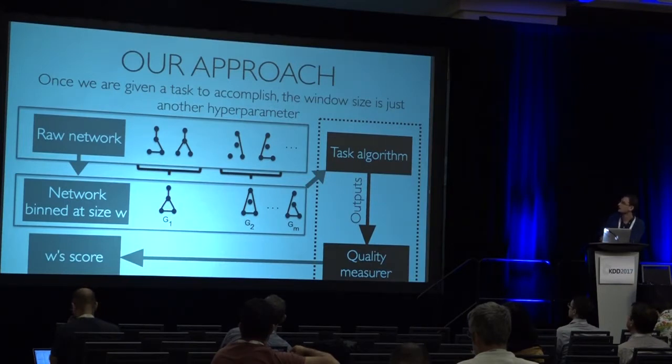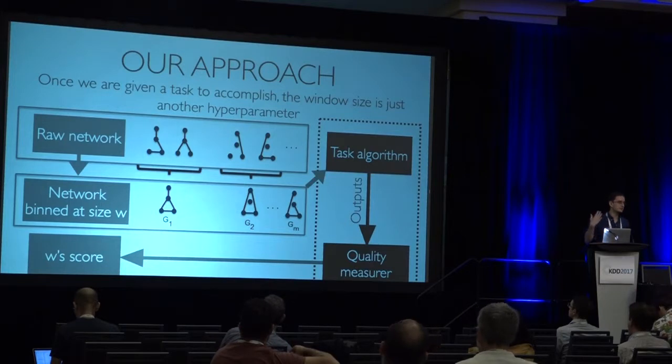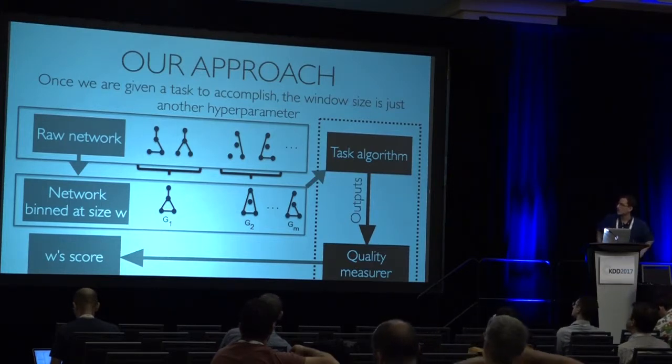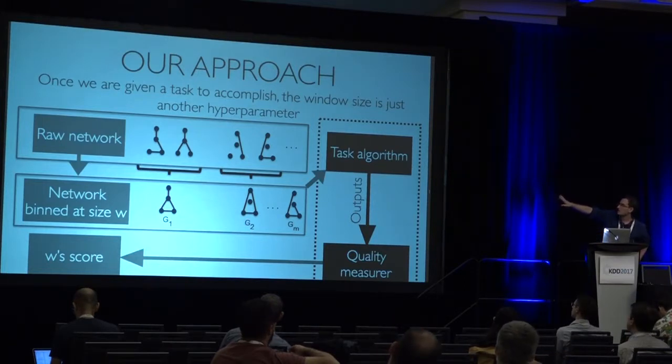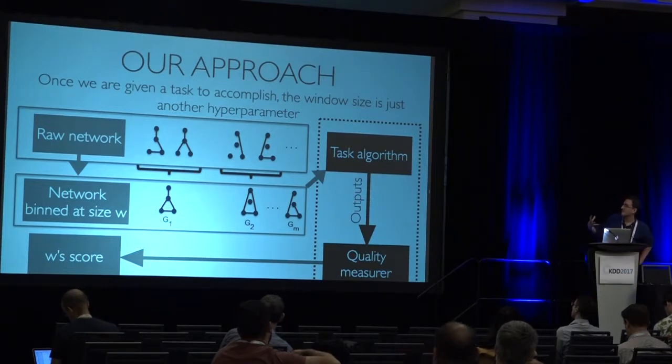So our approach is very simple. Once we're given a task that we want to accomplish, whether it's predicting new links or predicting new attribute values or what have you, we start with our raw network you see in the top left. This will be the training data. You get the time-stamped edges up to the present day. And for each window size W, we're going to bin it at that size and feed it to whatever algorithm you're using for the task you actually want to accomplish.